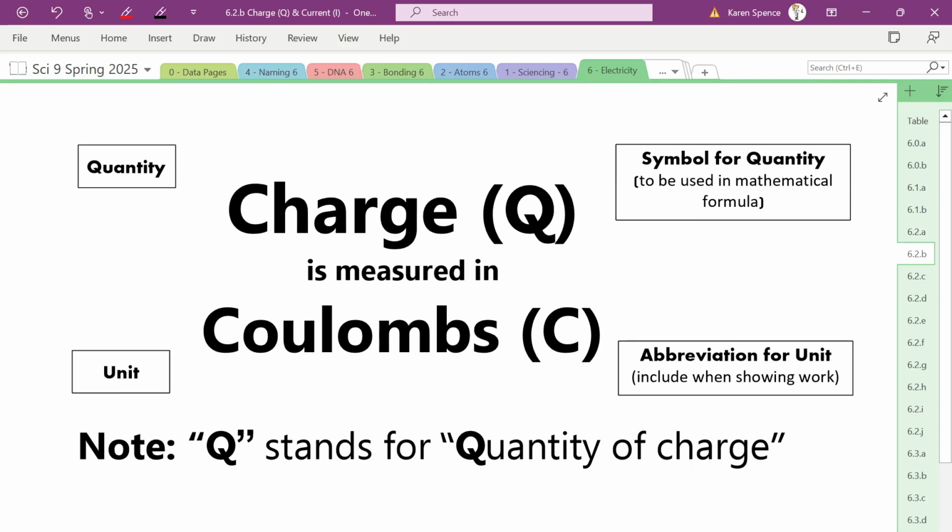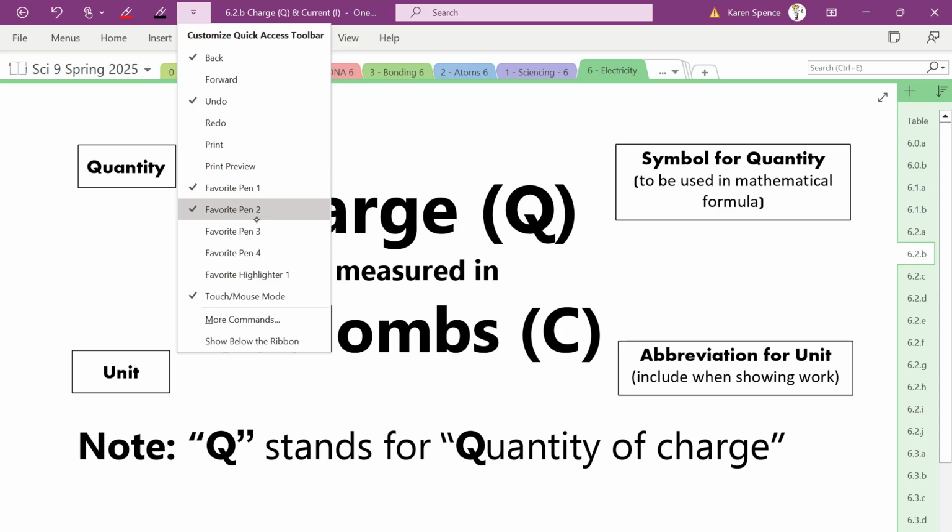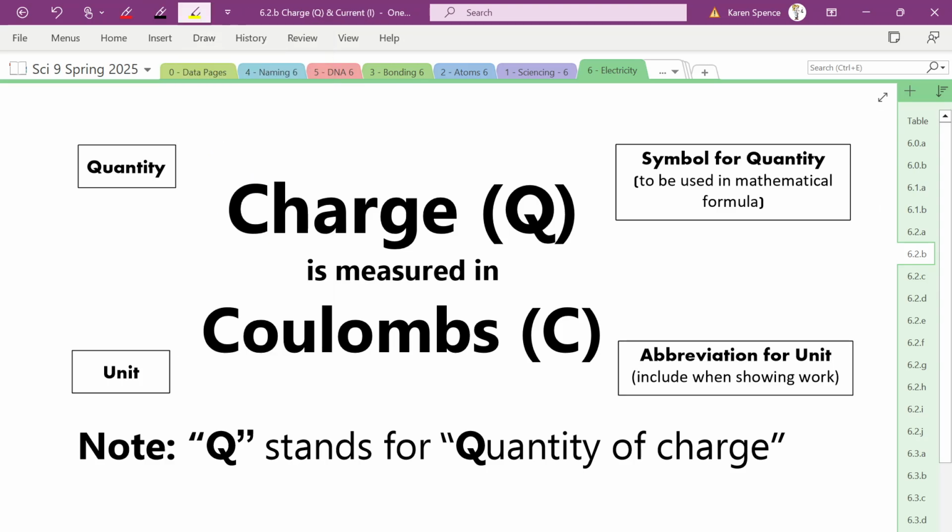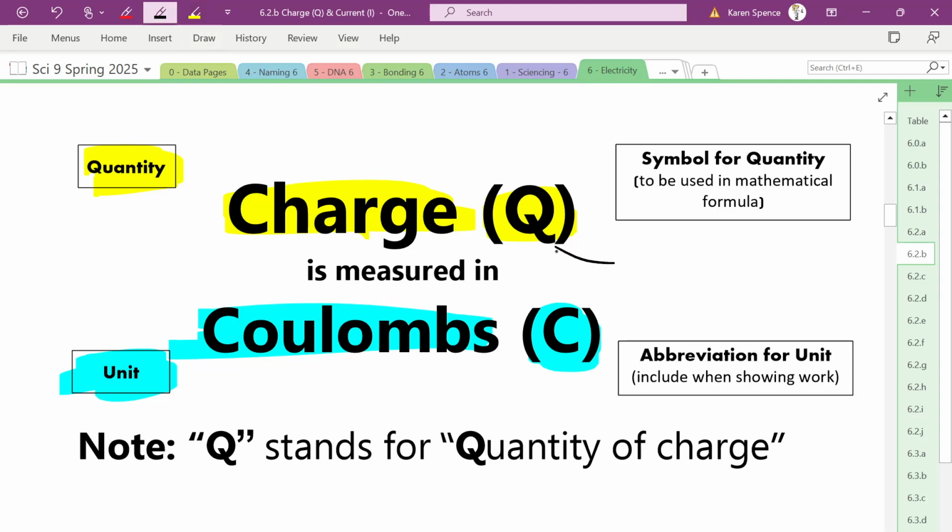Okay, and here we have our little summary where our quantity is charge, and the letter that stands for it is Q, and the unit is coulombs. And what is a Coulomb? It's a bucket of electrons, and its symbol makes a lot of sense. It is a capital C. So that's a capital Q and a capital C.